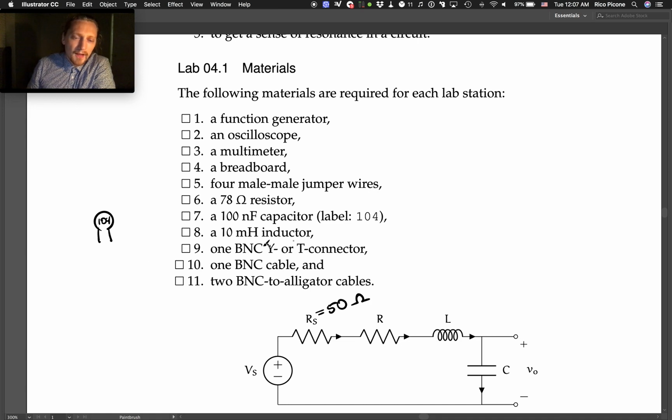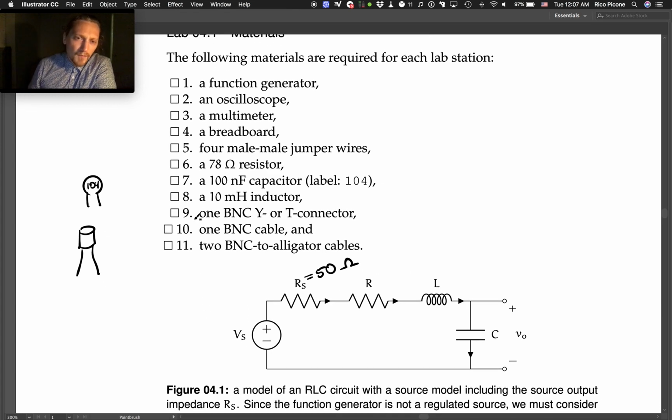And a 10 millihenry inductor. Those are like black barrel inductors, and those are also found in the drawers. And then one BNC Y or T connector. I think that I put a Y connector at every station, so you should be fine. And one BNC cable just by itself.